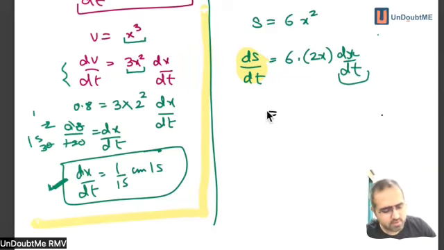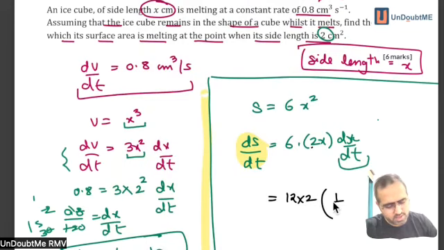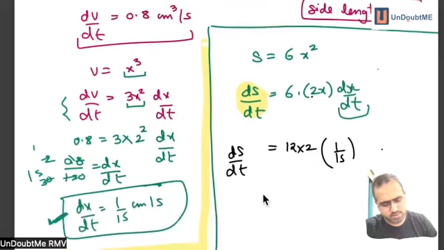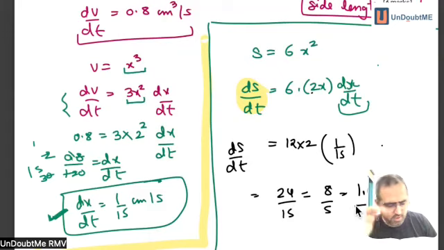When you practice these things, it will automatically click in your mind why we were doing that. So x is equal to 2, 6 times 2 times 2, dx by dt is 1 by 15, and I just need to solve this. It's 24 by 15, which is 8 by 5, which is 1.6 centimeters squared per second.